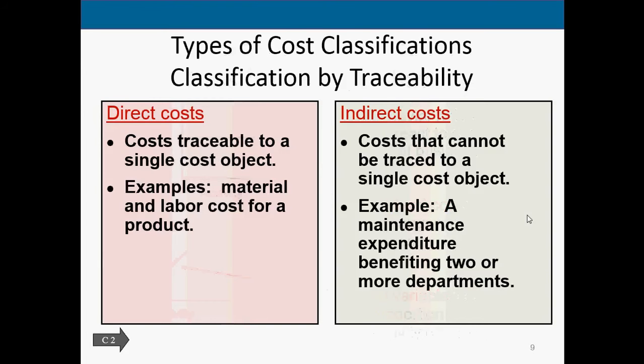Another way that we can classify cost is by its traceability. We're going to see these terms, direct and indirect, a lot throughout the semester. Direct costs are costs that are traceable to a single cost object, like material and labor costs for a product, whereas indirect costs are those that cannot be traced to a single cost object.